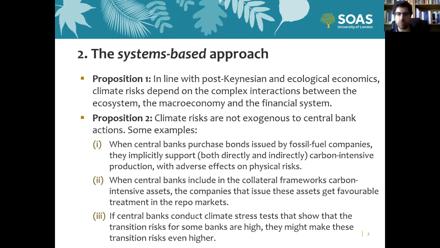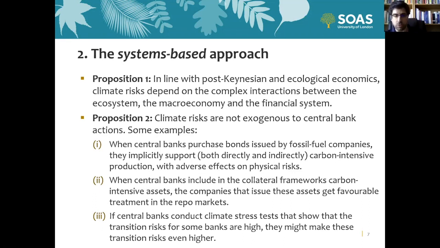When central banks, as they do right now, buy corporate bonds that have been issued by fossil fuel companies, they implicitly support these companies because they can reduce the interest rates for them. They can also give a signal to the financial markets about these companies. This means that, despite the fact that this is not their main purpose, at the end of the day they do not allow the reduction of carbon emissions. In the long run, this is not good, because it means that they contribute to higher physical risks.